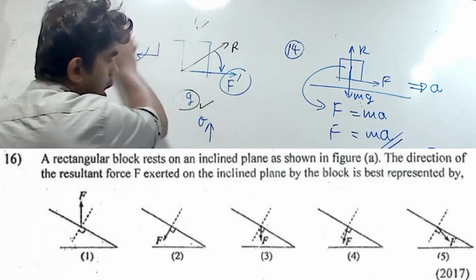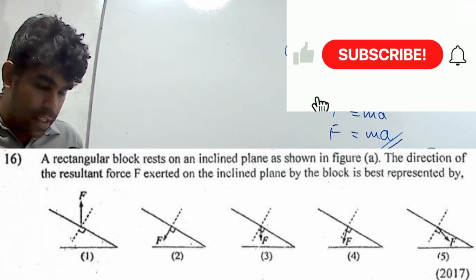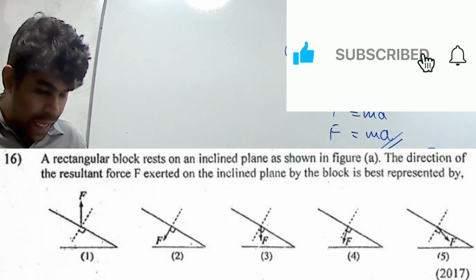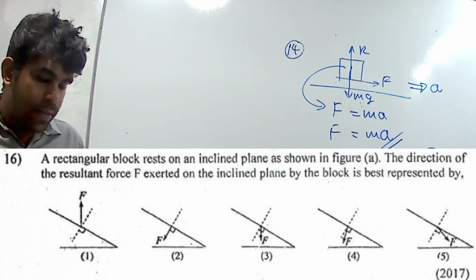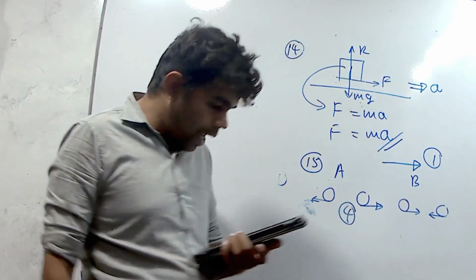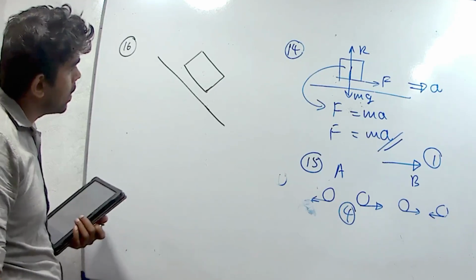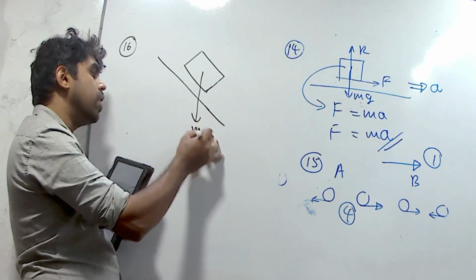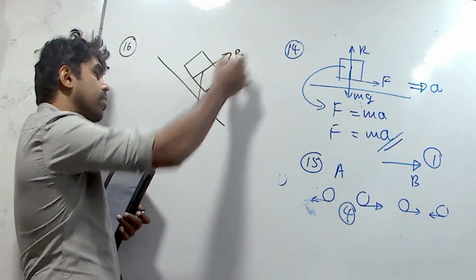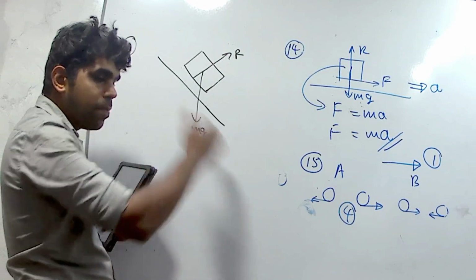Now question number 16. A rectangular block rests on an inclined plane as shown in figure A. The direction of the resultant force exerted on the inclined plane by the block is best represented by. The resultant force exerted on the inclined plane by the block. The block should be like this. Then we know that when marking forces on the block, there are mg and the reaction. This reaction is the force given by the inclined plane.